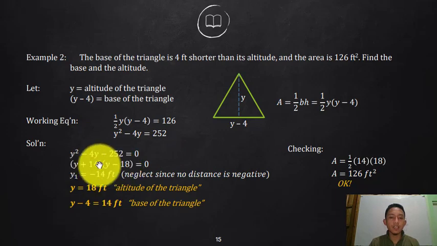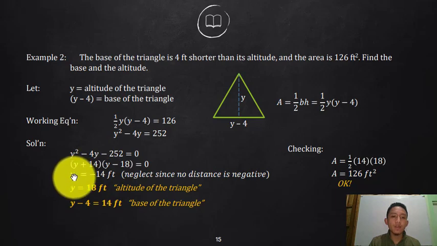Then actually I can just do that one by factoring. And my factors here are y plus 14 and y minus 18. You can check that one. And then equate each factor to 0. Sorry. Okay, so equate your y plus 14. You will end up with y. The first value of y is negative 14. Negative 14. What is y?